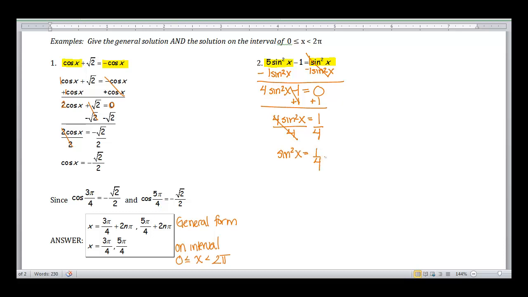And I have sine squared x equals 1/4. To get rid of the square, we have to take the square root of each side. And so sine of x would be, if I simplify this, first of all, remember we need a plus or minus, the square root of 1 over the square root of 4. Square root of 1 is 1. Square root of 4 is 2. So I am looking for where sine is either a positive or negative 1/2 value.